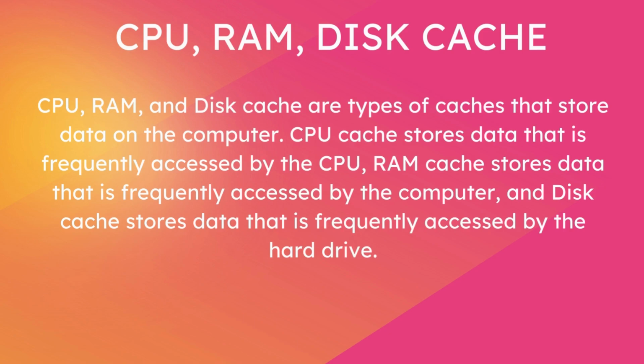It can be Linux or Windows or Mac or whatever it may be. The CPU cache stores the data that is frequently accessed by the CPU, the RAM cache stores the data frequently accessed by the computer or server, and the disk cache stores data frequently accessed by the hard drive. Okay, so each time we want to get some data from the disk mounted on the Linux or Windows server, it has a certain cache, it will serve from there.